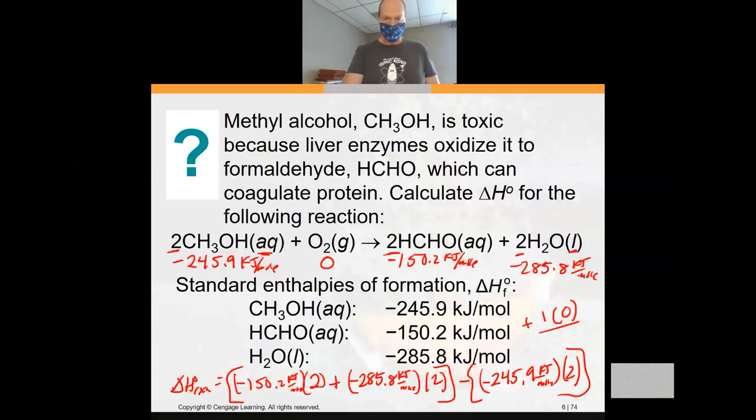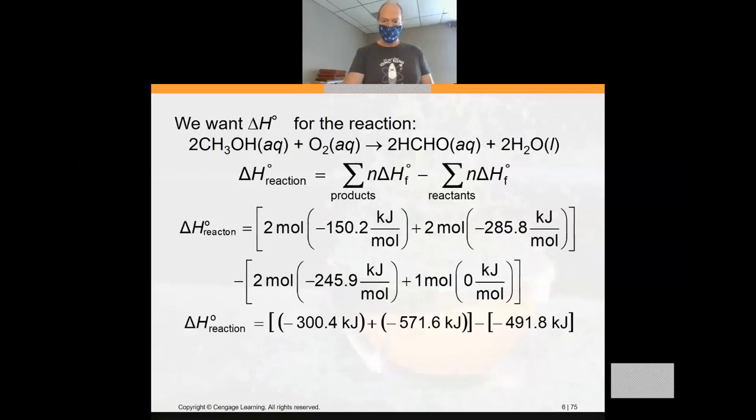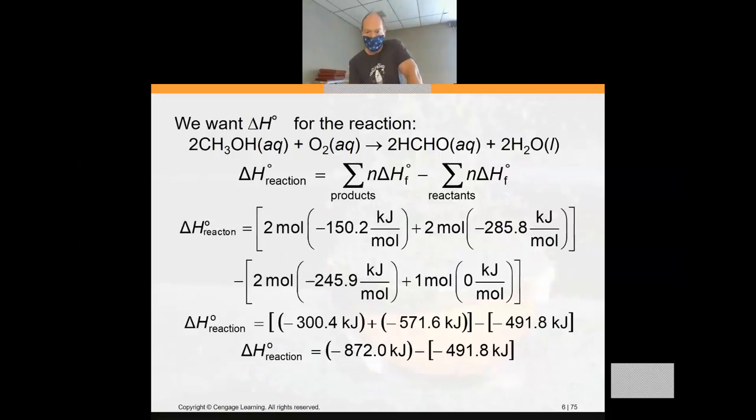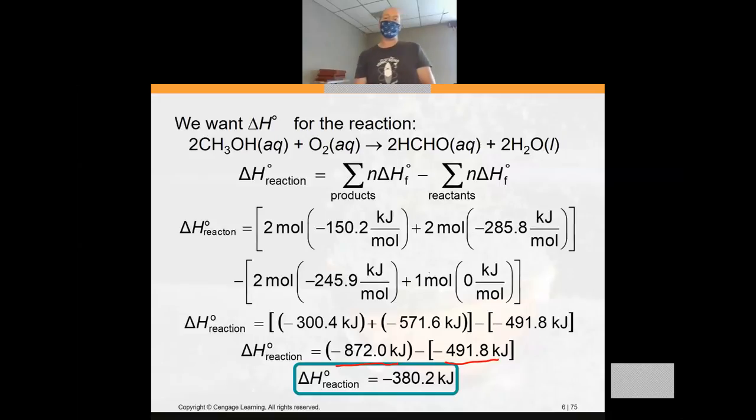All right, so when you push the buttons, again, I would get a number for my products. I would get a number for my reactants. I would do this in steps. I would not just put it on the calculator and say equals. All right, and so you would have your delta H naught for this reaction to be negative 380.2 kilojoules. So this is an exothermic reaction. And so this releases heat. So this would get very hot.